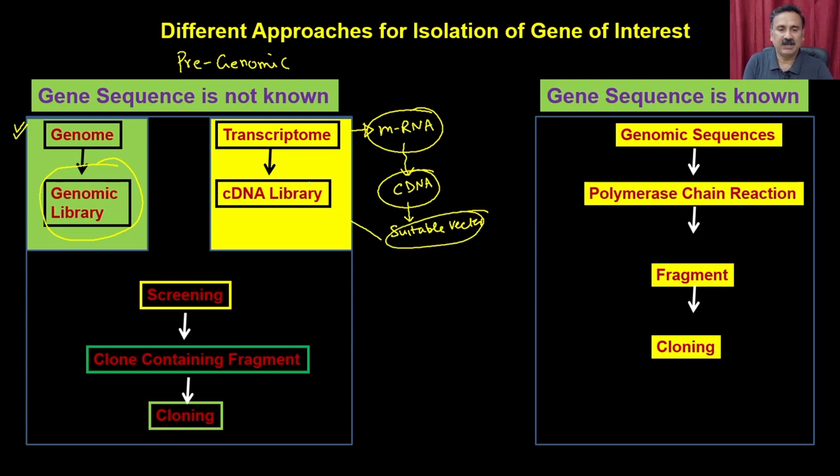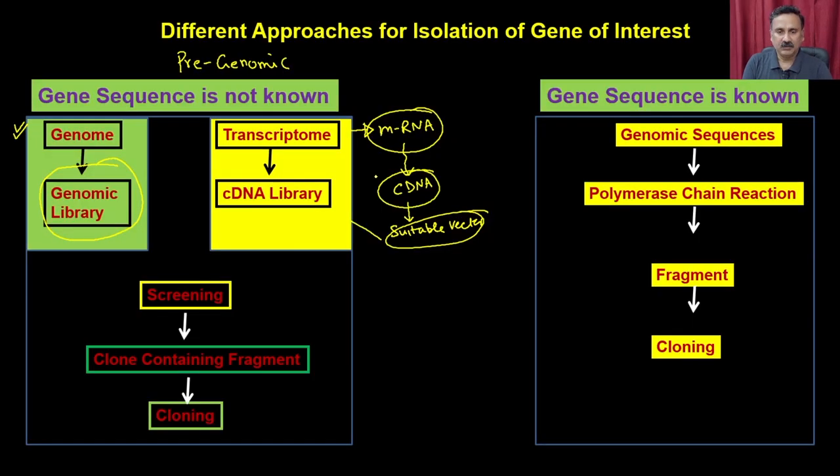Once you have the cDNA library, you can use it for identifying the clone of your interest. So in today's lecture, we are going to discuss how you can prepare the cDNA library, and then, whether it is the genomic library or the cDNA library, how you screen the clones to identify the clone of your interest. Then you isolate the particular fragment so that you can clone it into the expression vector, and that's how you can produce the protein in large quantity.